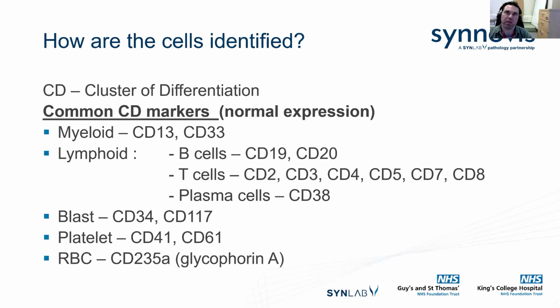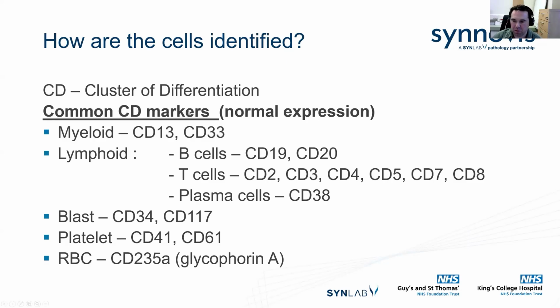So how are we identifying the cells? We use antibodies against specific lineages of cells or cell types. And we use combinations of those markers to tell us what's happening with those particular cells.